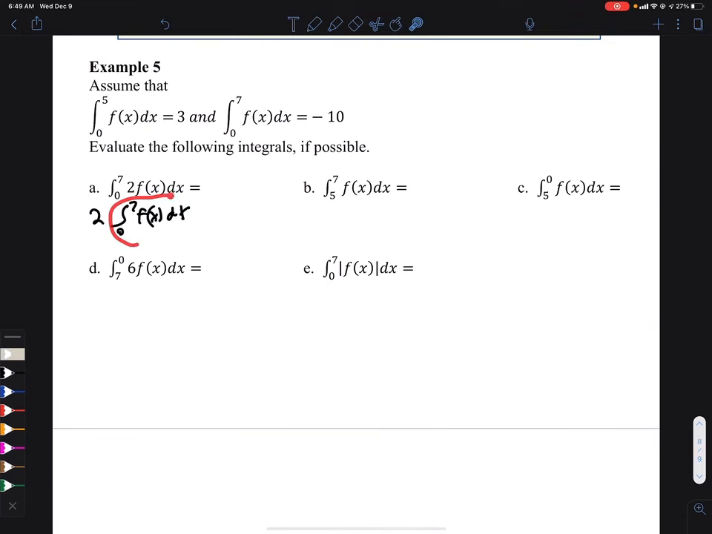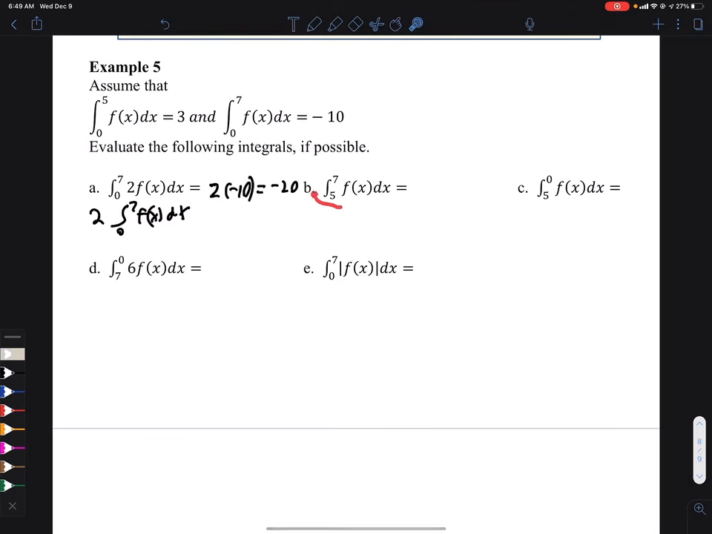And then I just need to find that, but I have that. That's negative 10. So this is 2 times negative 10, which is negative 20. By the way, you should have paused and tried these. Welcome back. Magic of video and pausing.